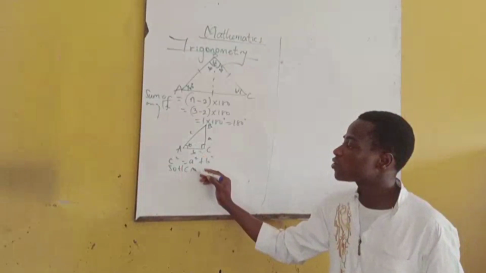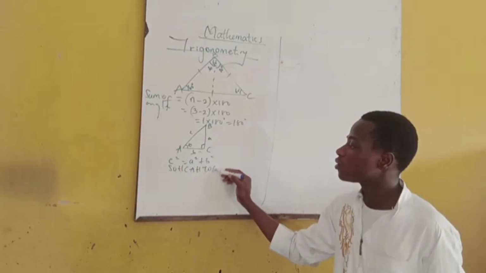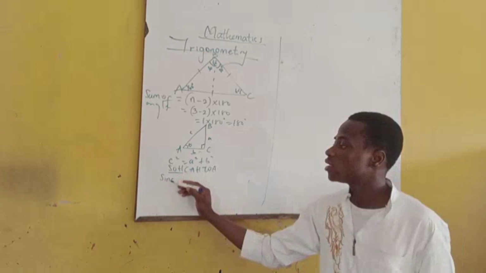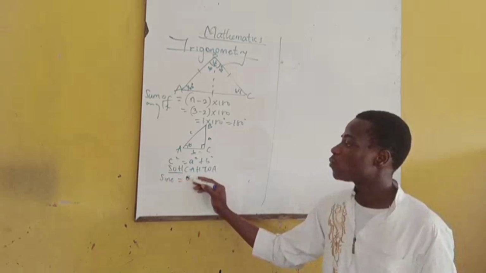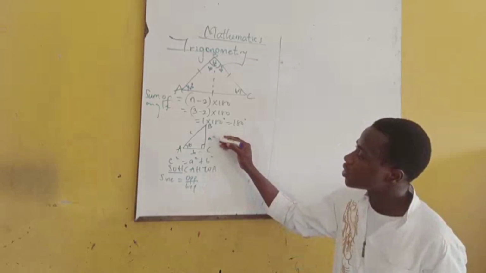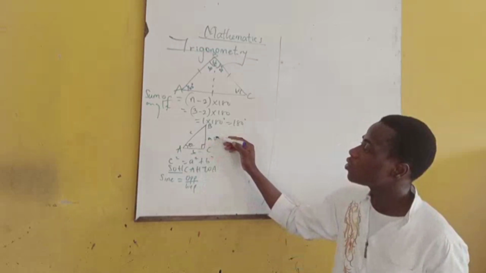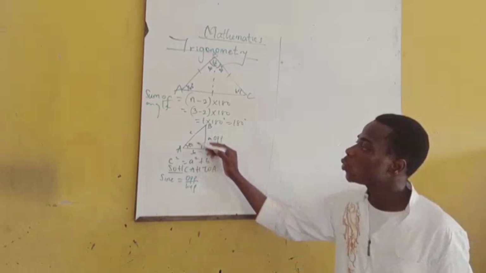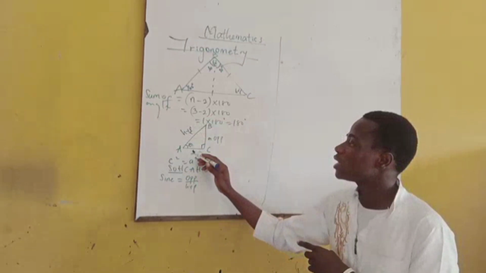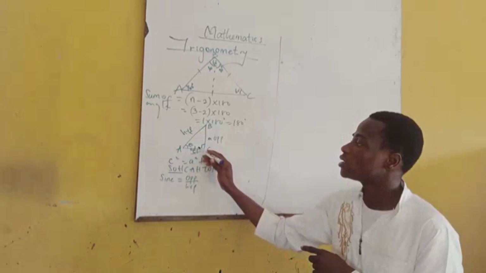If you are using SOHCAHTOA to determine angles, our SOH is our sine. Sine equals opposite over hypotenuse. This is our opposite here, since our angle is here. Here will be our hypotenuse, known as the longest side. And here will be our adjacent.